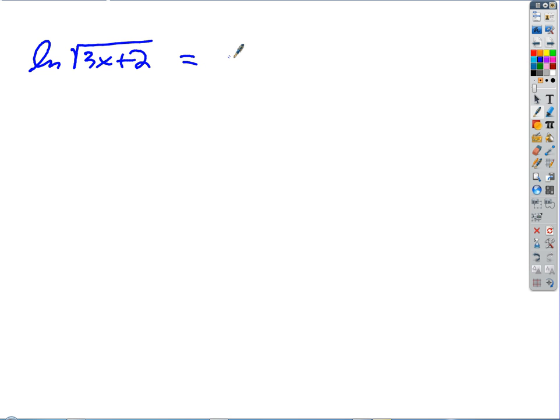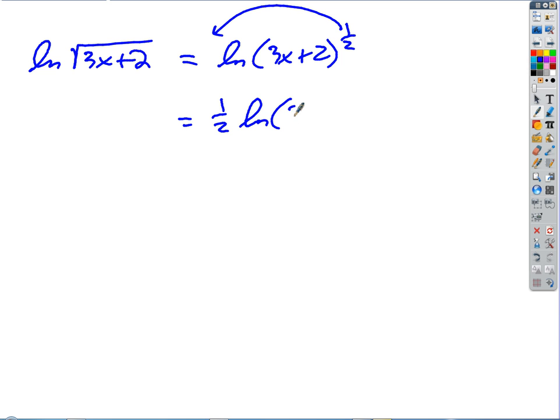So we'll write this as the natural log of the quantity 3x plus 2 to the 1/2, and now it's obvious. Now we have a log of a power, and so we can pull that exponent down front. Okay? 1/2 natural log 3x plus 2. Now, can we do anything with this? Because that's always the question. I can totally understand why that is the question.